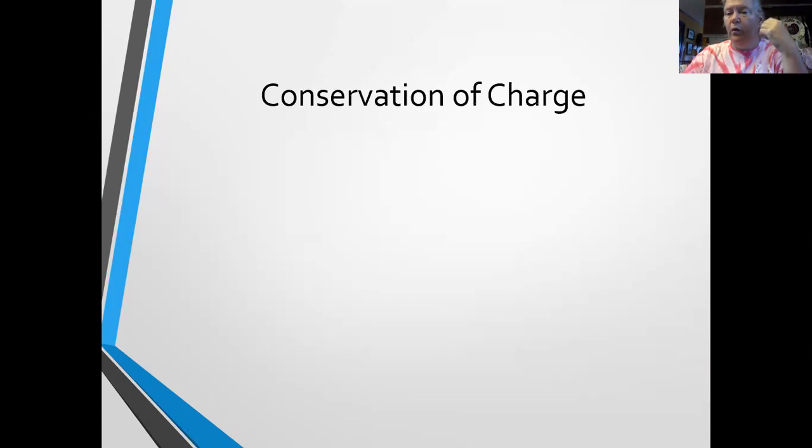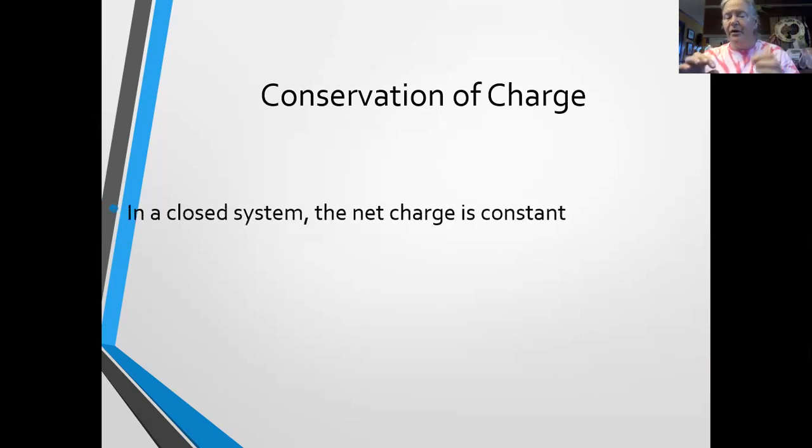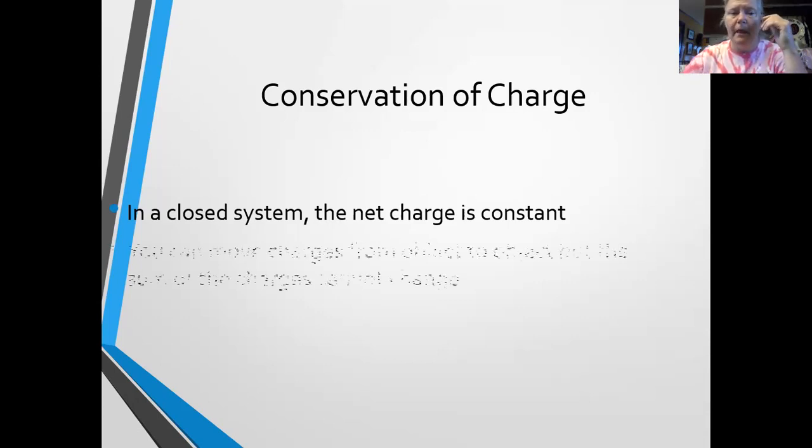So when we move charges around, if we have an isolated system, those charges have to go somewhere. Just like when we talked about mass, we have to have conservation of mass or conservation of energy. When you have a closed system, that charge has to stay constant. It can move from object to object, but it has to stay constant. So just like in chemistry where you have to balance the equations and make sure you account for all the charges, that's the basis of the conservation of charge.